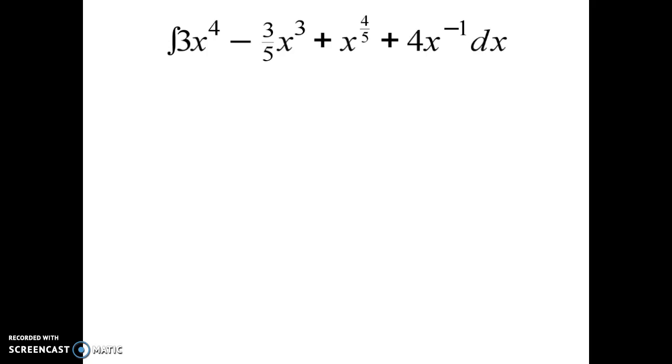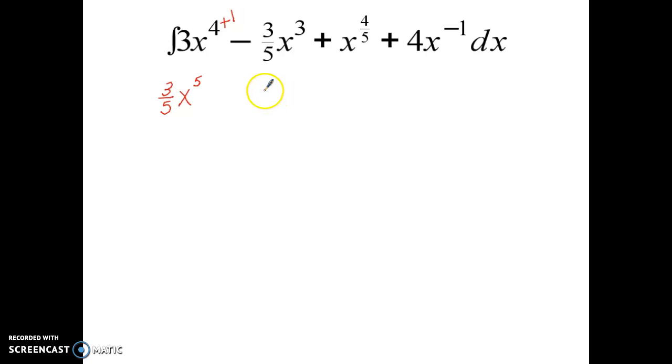Let's take a look at integrating this function. This is a good review about how to integrate again. If you recall, your exponent increases by 1 and your coefficient is divided by that new exponent. So I would take 3 divided by 5.